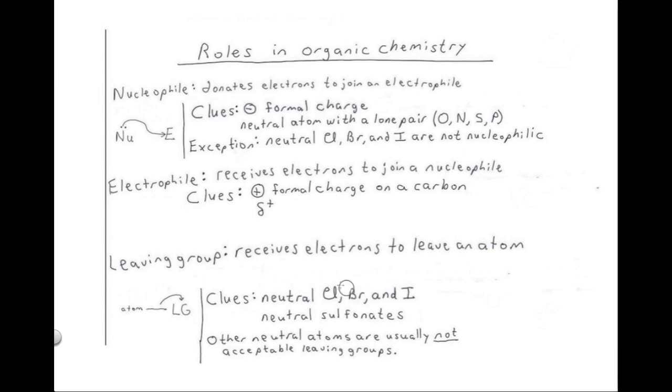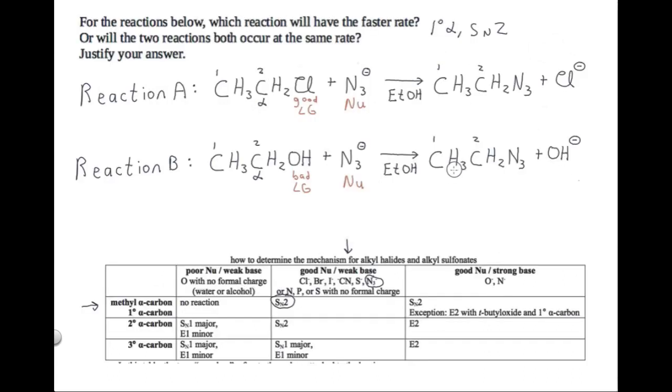We have seen that neutral chlorine, bromine, iodide, and neutral sulfonates are good leaving groups, while other neutral atoms are usually not acceptable leaving groups. So for this problem, we know that the neutral chlorine is a good leaving group, but that the neutral OH group is not an acceptable leaving group. Does that make any difference? Does leaving group quality matter for an SN2 mechanism?